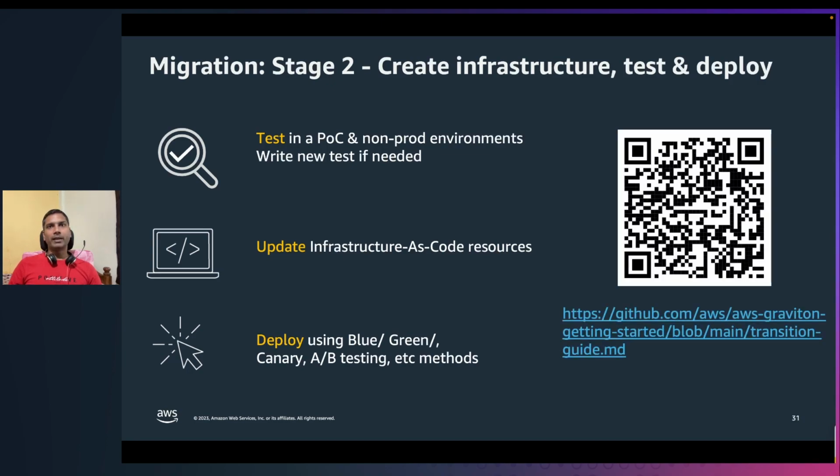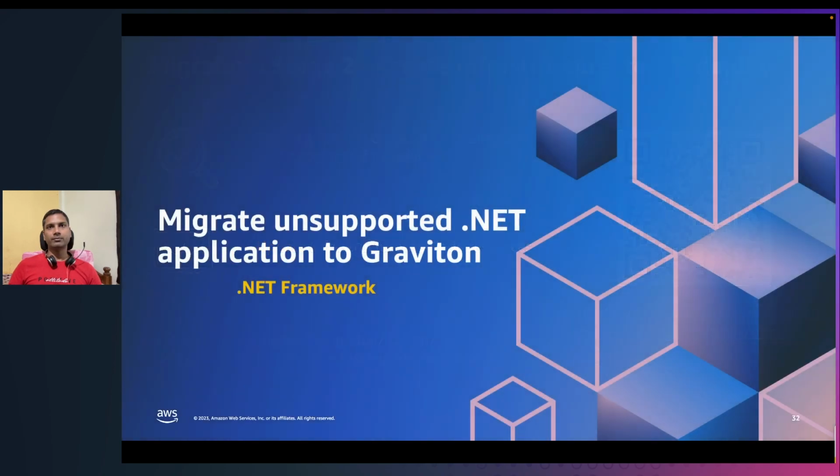This step-by-step migration process is also documented in our Graviton technical guide hosted on GitHub. I highly recommend you bookmark this link as it will be a good reference for you during your Graviton migration journey. Okay, so that's about how you migrate supported .NET versions to Graviton. But what about non-supported .NET versions, that is, .NET Framework application migration to Graviton instances?